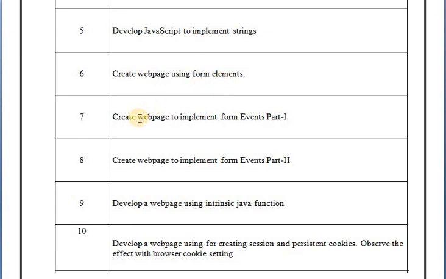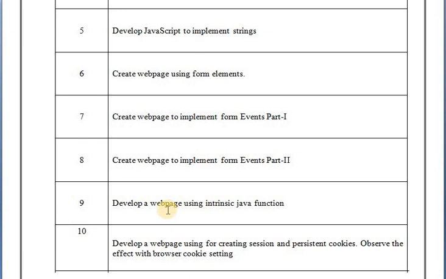Our seventh experiment is to create a web page to implement form events. That is part 1. Here form events are divided into 2 parts. The 7th is part 1, and the 8th practical is part 2. In these 2 practicals, 7 and 8, we have to perform form events like mouse events and key events.